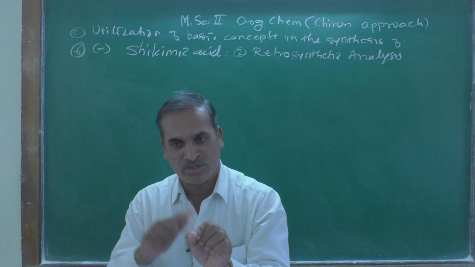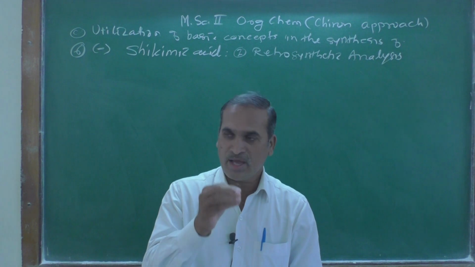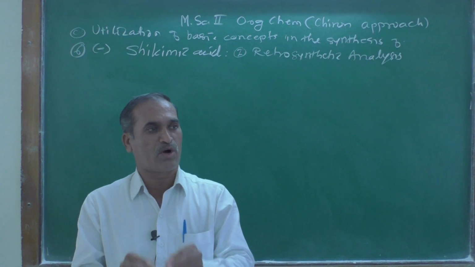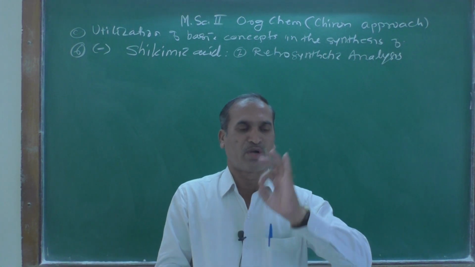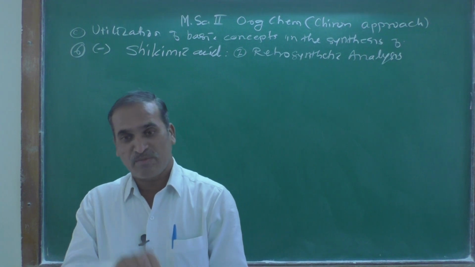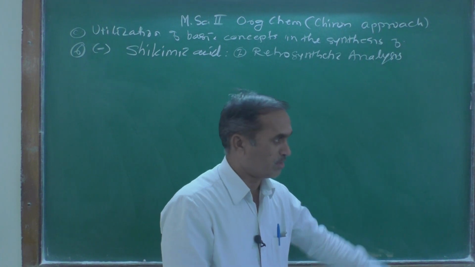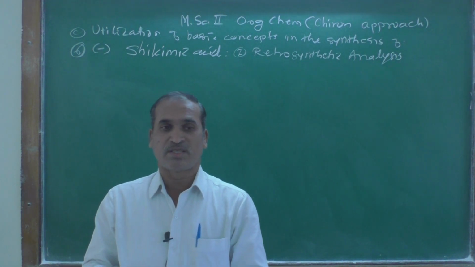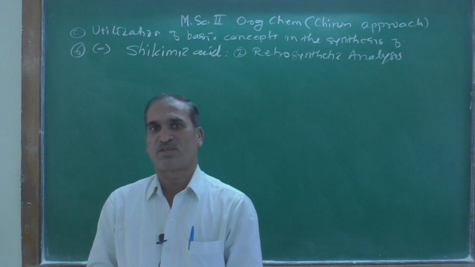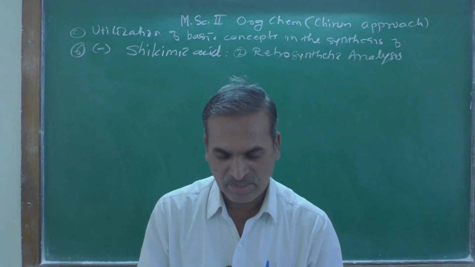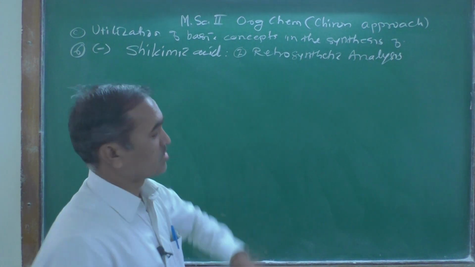In retrosynthetic analysis, 2 important terms are involved. Number one is disconnection, another one is FGI. Disconnection means an analytical operation which breaks a bond and converts a molecule into a possible starting material. And FGI is another term involved in retrosynthetic analysis: one functional group is converted into another functional group, so that disconnection becomes possible. So this is all these things. Now moving toward this one, the shikimic acid.